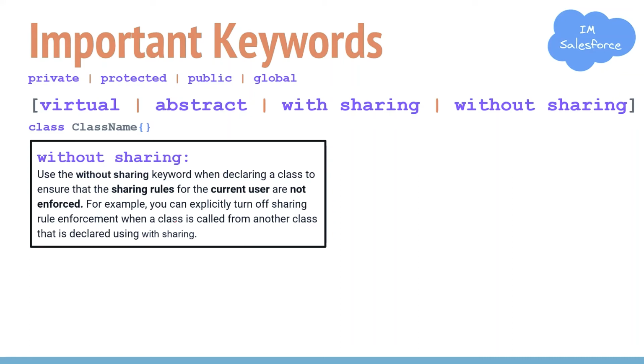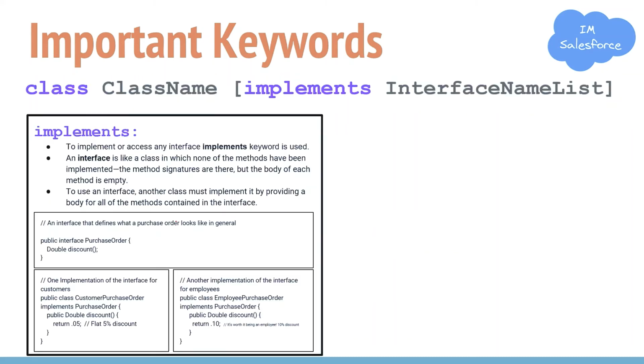Without sharing, as its name suggests, we use the without sharing keyword when declaring a class to ensure that the sharing rules of the current user are not enforced. For example, you can explicitly turn off sharing rule enforcement when a class is called from another class that is declared using with sharing. Okay, so this is about with sharing and without sharing.